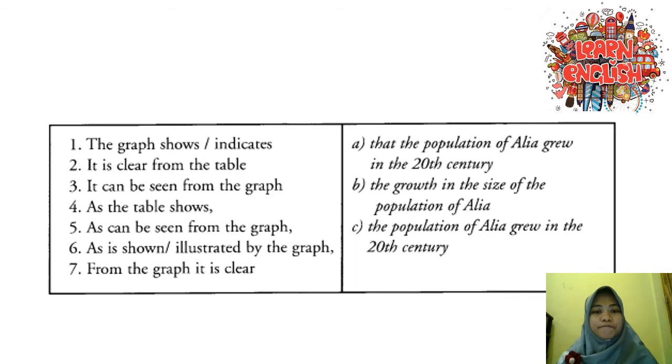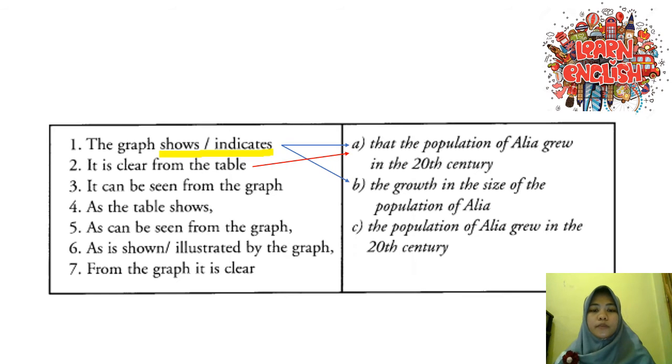Next, there are some options that you can choose. For example, this one, I would like to match these two columns. The first one you can say: this graph shows or indicates that the population of Alia grew in the 20th century. You can see that it has a verb. The verb here, shows or indicates, lets you add a subordinate clause by using that here. Next one, you can also directly use the noun after verbs without using that. So it will be: the graph shows or indicates the growth in the size of the population of Alia.